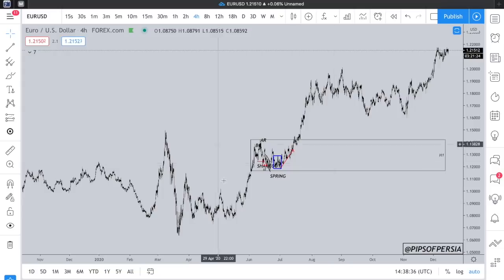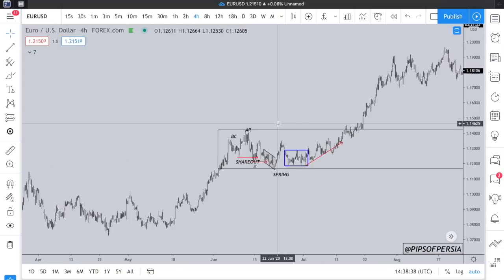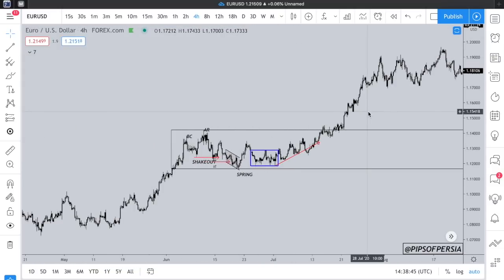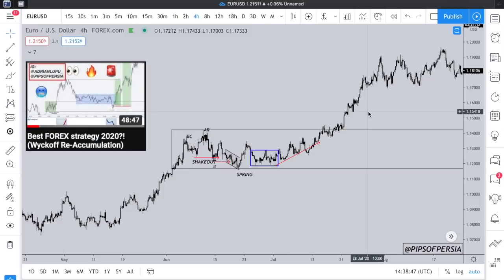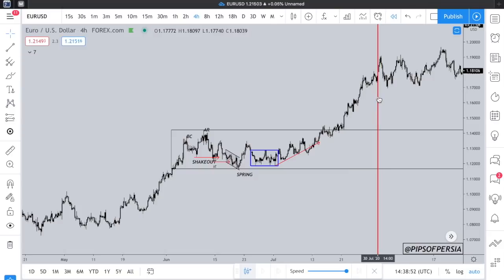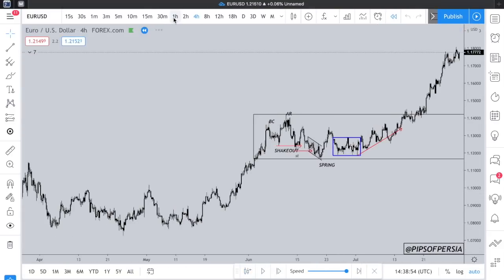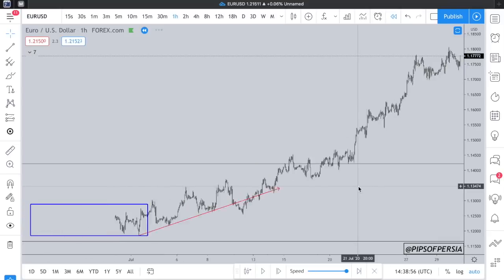The first one I want to speak about is this EURUSD Reaccumulation, which we already have a video about this posted as well, titled under Best Forex Strategy 2020, if you want to go ahead and watch that. I'm going to put this in replay mode and perhaps go to the hourly time frame just so we can see this a little bit easier.